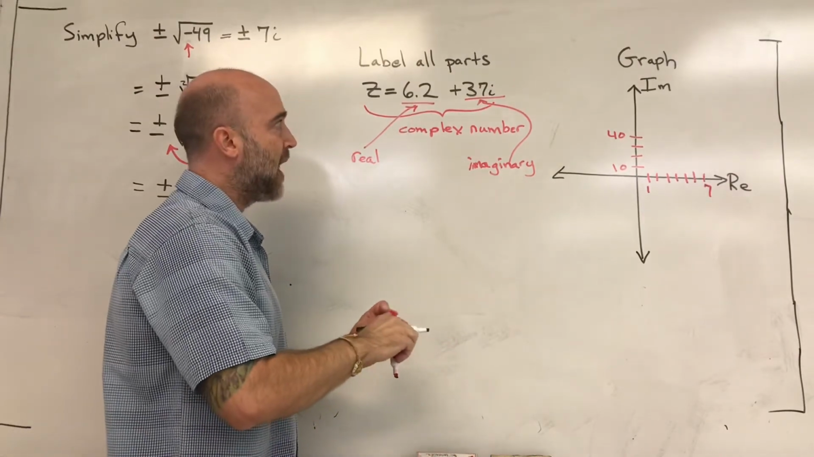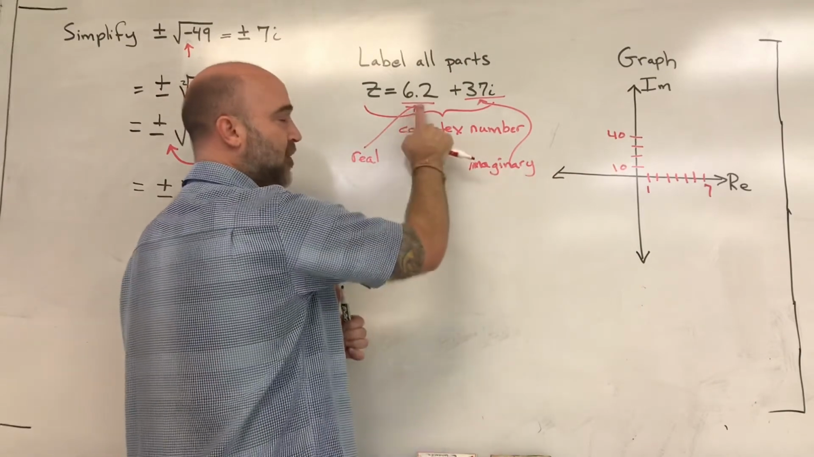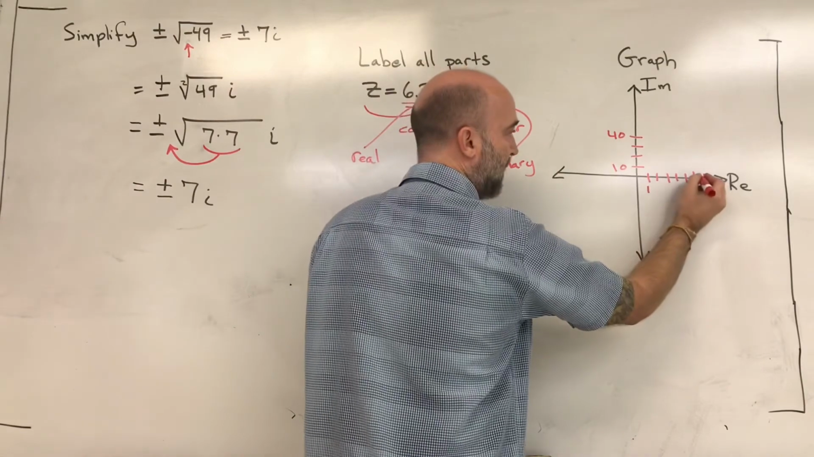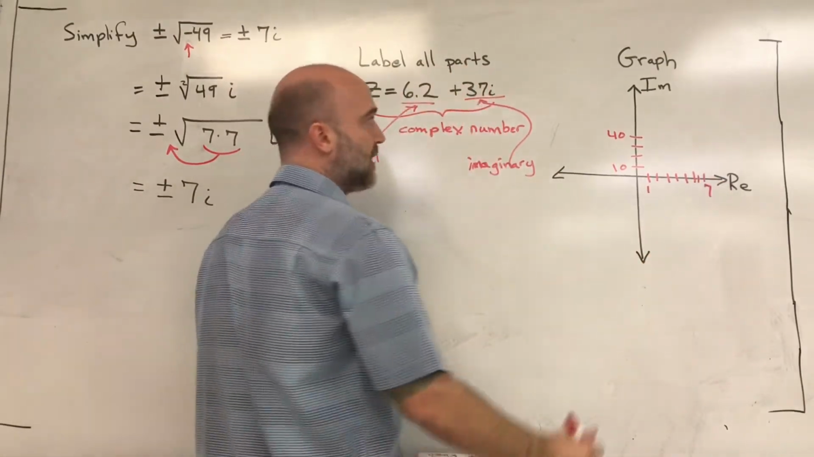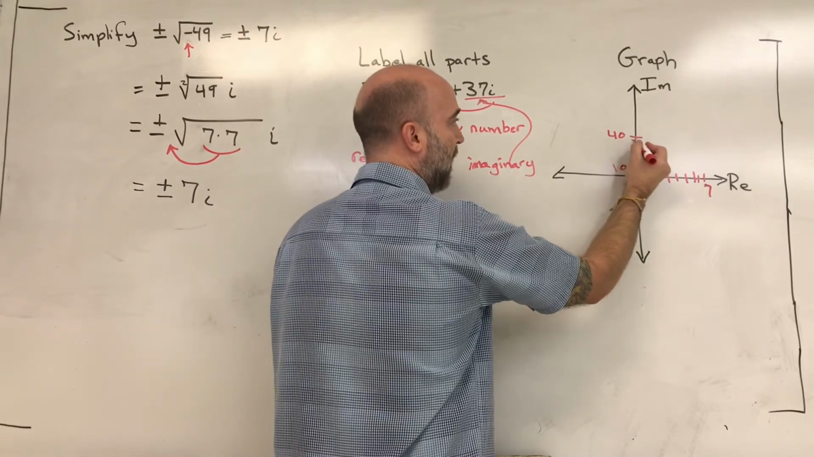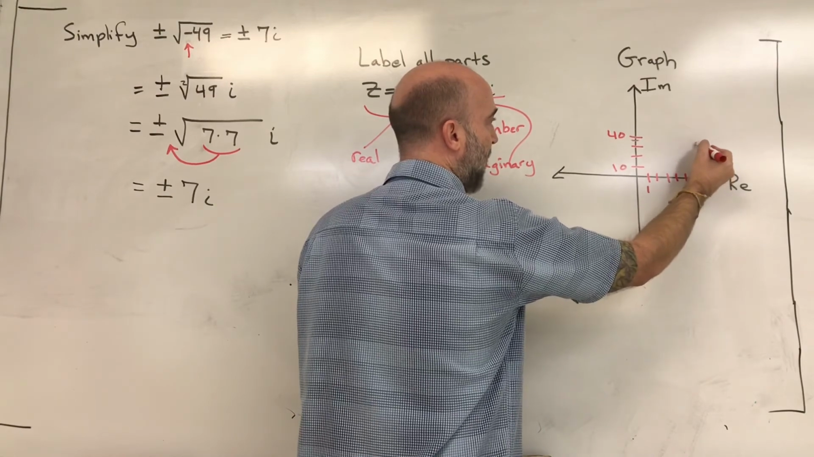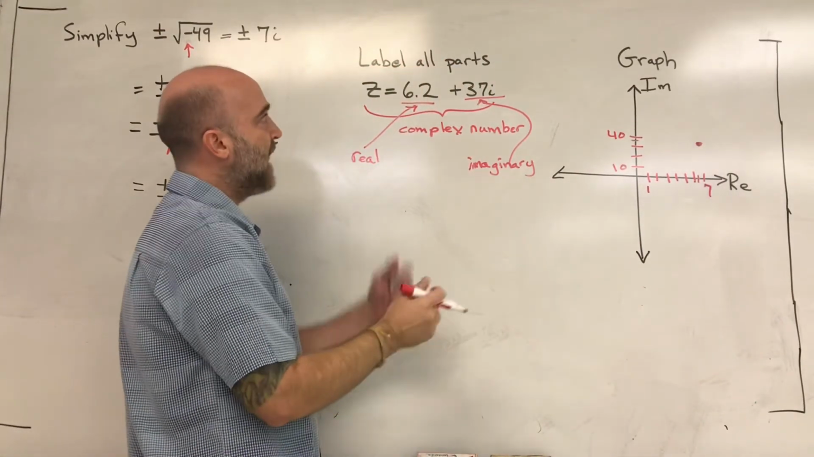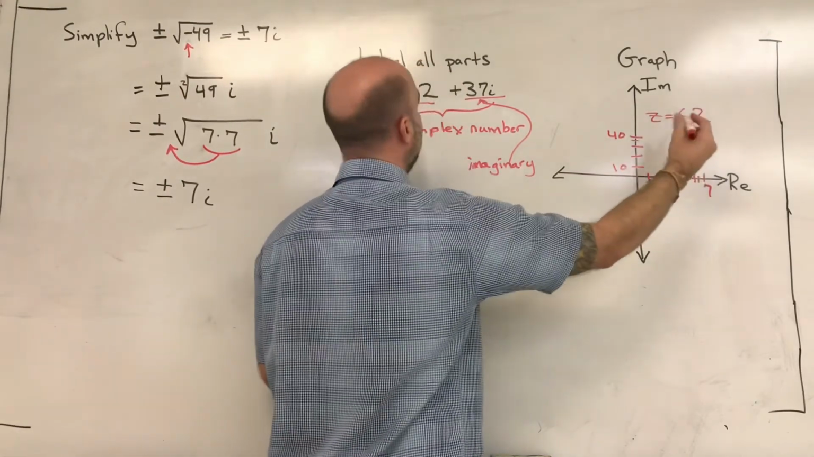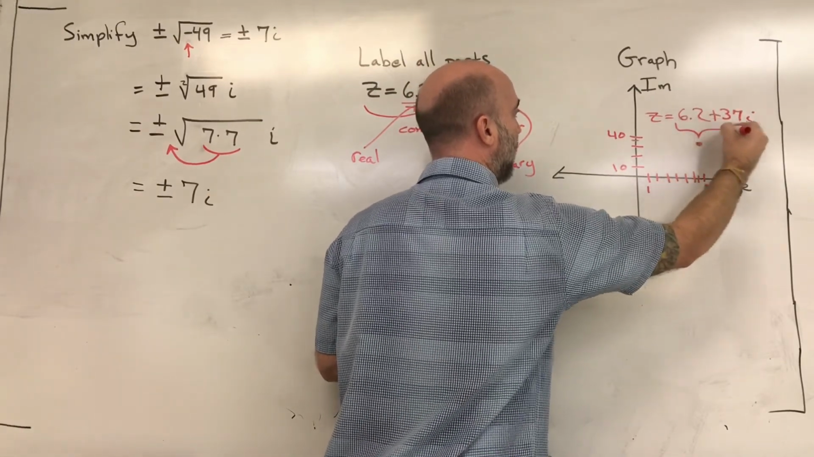So I'm going to go ahead and combine those to make one number on the imaginary field. Usually we start with the real part. So my real part is 6.2. That's about right there, a little bit after 6. The imaginary part is 37, so just below 40. I'll say it's about right there. And we kind of meet in the spot where they go together. And then let's go ahead and add, this is z is equal to 6.2 plus 37i is what that point is.